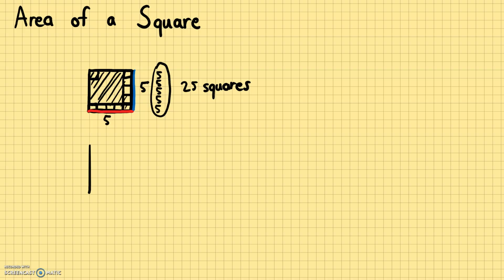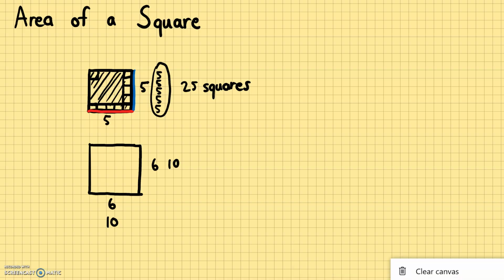Let's say we have another square. If this side is 6, this side is also going to be 6. If this side is 10, this side is also going to be 10. That is the definition of a square. So whenever we're finding the area of a square, we are multiplying the same number twice.